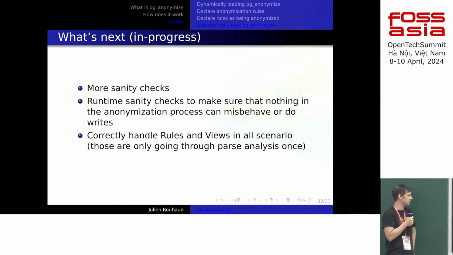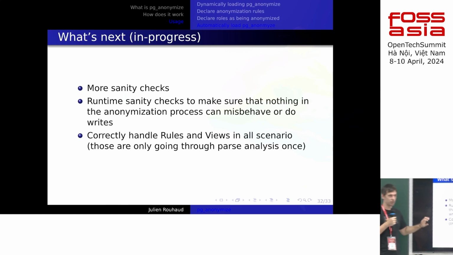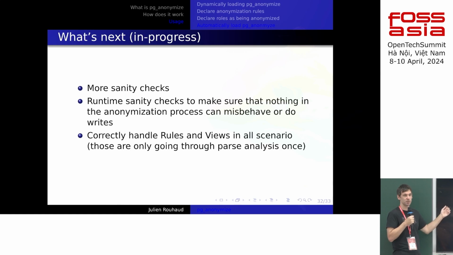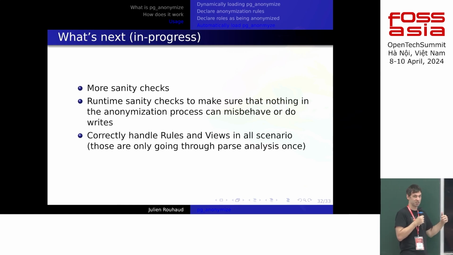The next things I'm planning to add to the extension are a lot more sanity checks, including runtime sanity checks, because if you do an alter table and change the data type, you don't want the anonymization to break everything. So it has to be done at runtime too. Make every rule a bit more thorough to check everything. And also handle rules and views, which are not fully handled for now, because it's done in the post-parse analyze hook, which doesn't see what is done after the rewriter. So for this one, we just need to do it at the planner hook instead of the post-parse analyze hook, but other than that, it's the same.